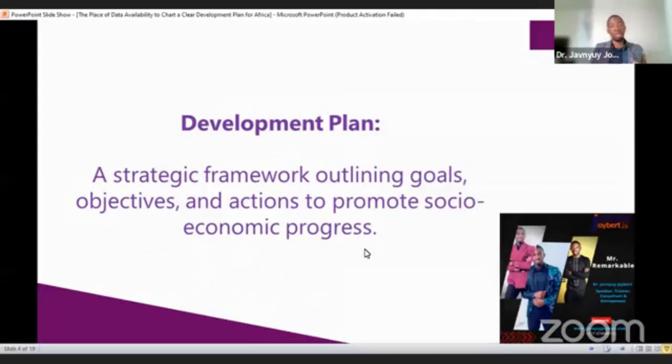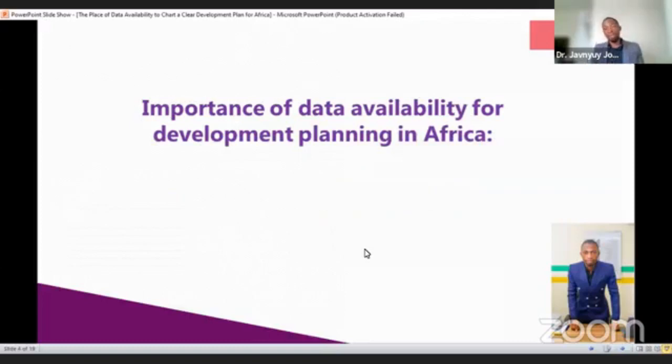To bring it together so that we understand the meaning: a development plan is a strategic framework that outlines the core goals, the objectives, and the actions to promote socioeconomic progress of the continent. So what is the role of data in helping us achieve this? How can we make this work? The importance of data availability for development planning in Africa is very critical.